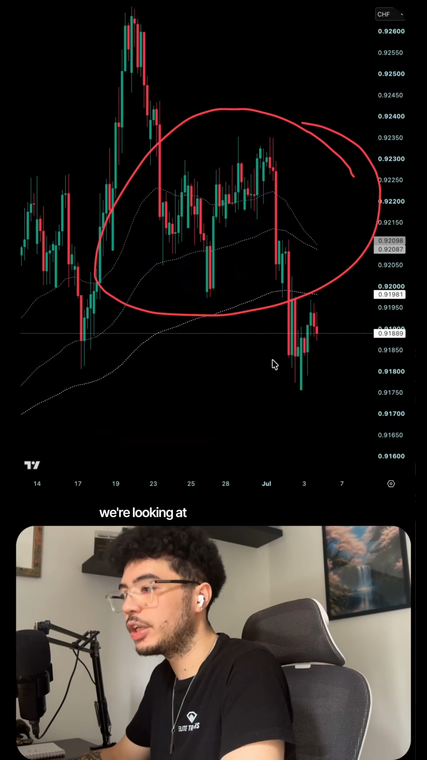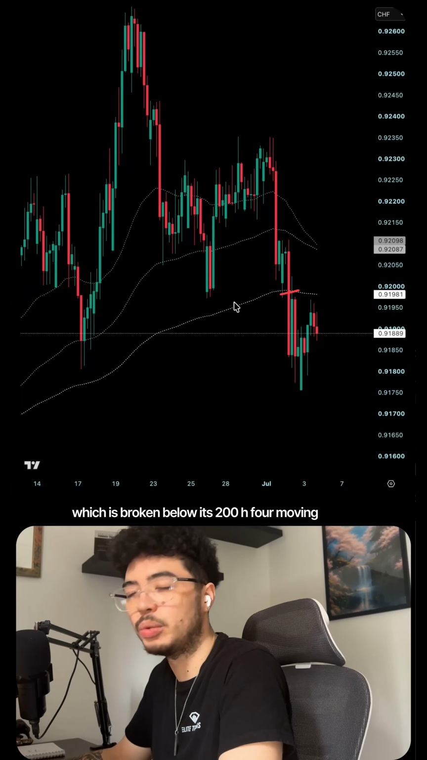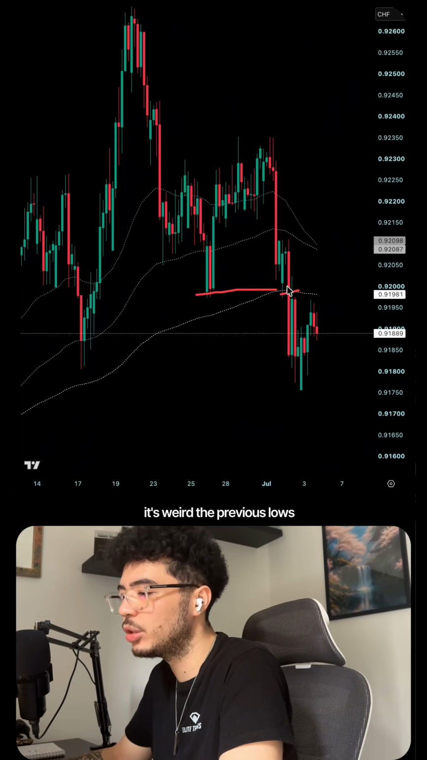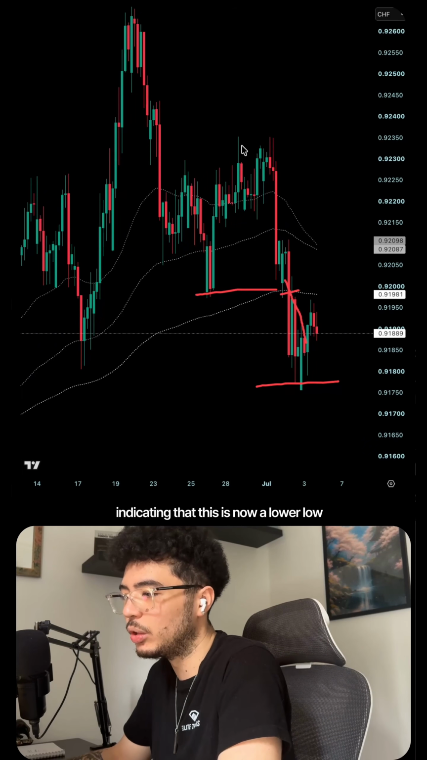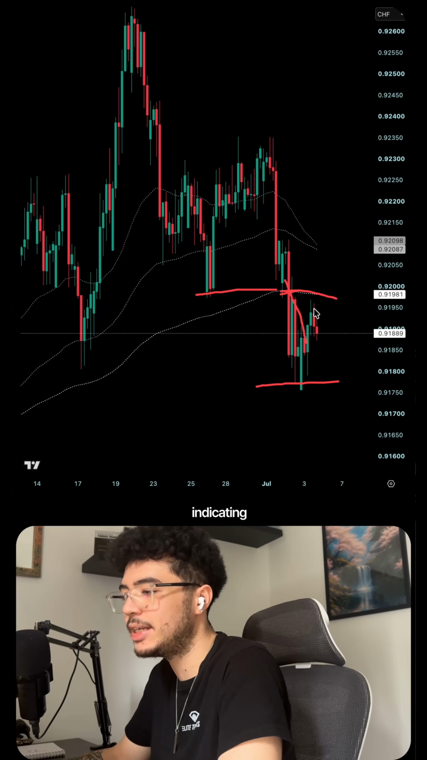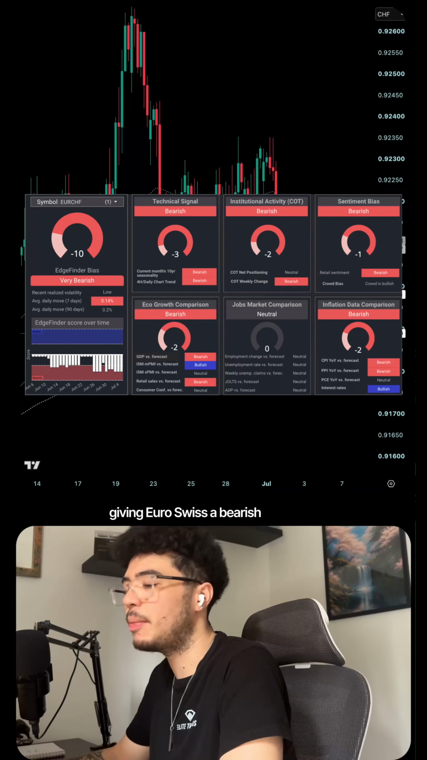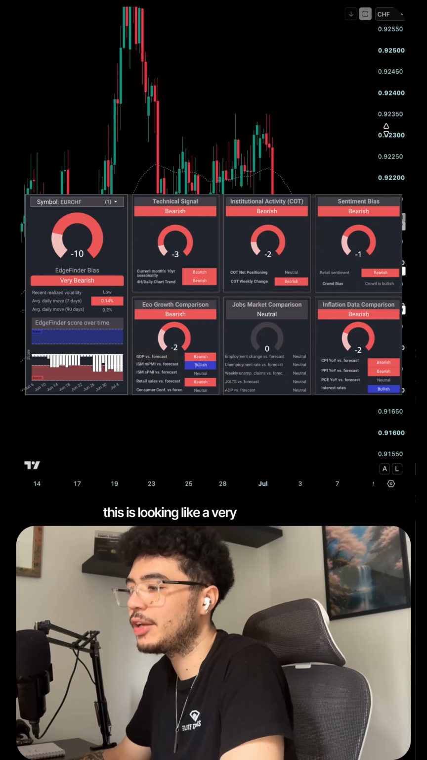And finally, we're looking at EURCHF, or the Euro Swiss, which has broken below its 200 H4 moving average. It's cleared the previous lows, indicating that this is now a lower low. And we've also seen this 200 moving average act as a bit of a dynamic resistance, indicating that the sentiment has changed in this market. And with the Edge Finder giving Euro Swiss a bearish reading of 8, this is looking like a very nice continuation lower trade.